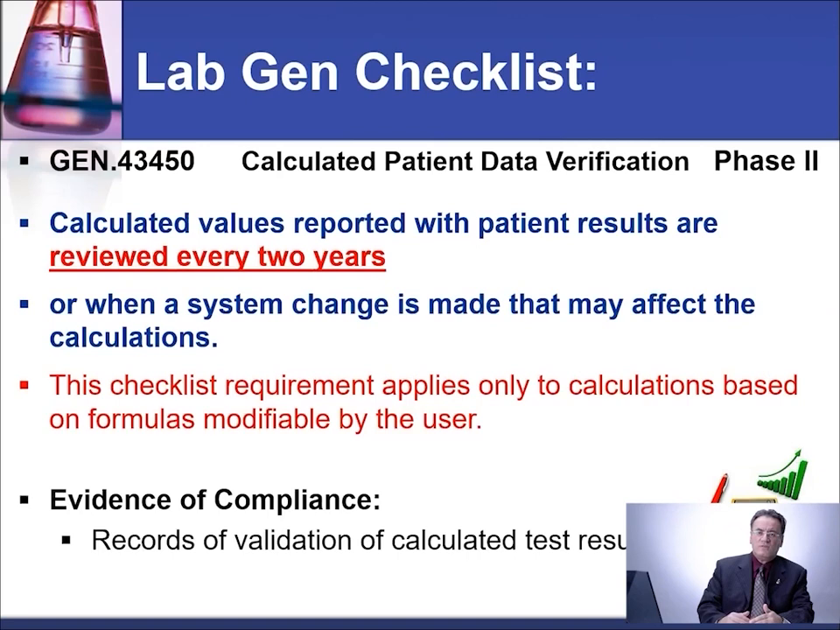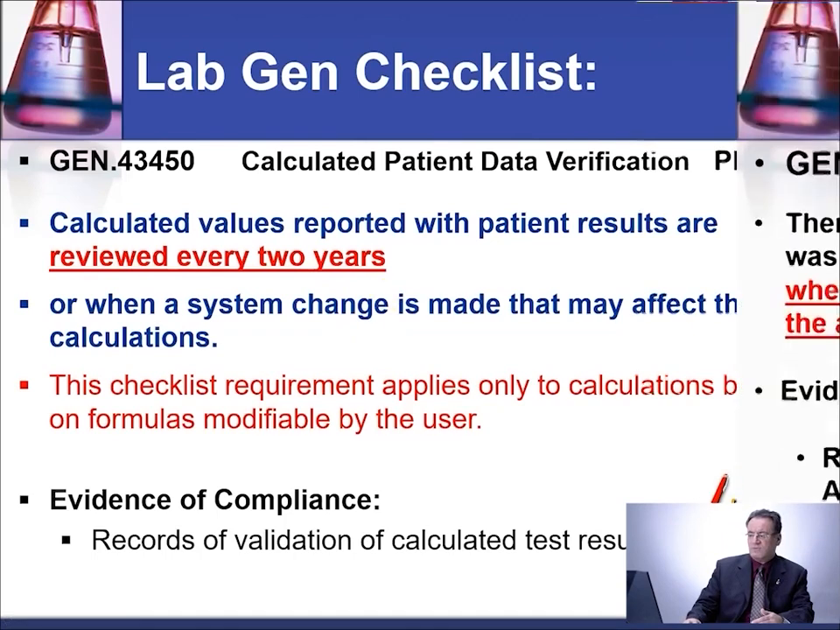This is only needed for formulas that you introduce into the system. If the system came with it, then you don't need to verify. So what you need to do, if you're the quality manager or the lab director, is send an email: I need a list of the tests you have calculated patient results for, and I need an example for each one of them. Then you can have them done and have a copy of them and put them in the folder for the inspector to review.